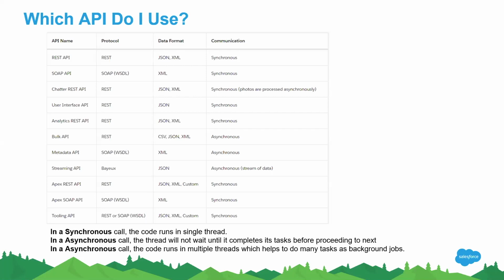And if you see, there are some things which support asynchronous communication. Asynchronous communication is something that, if you see the definition at the bottom, the thread will not wait until it completes its task before proceeding to the next. So it runs in multiple threads. It runs in background. So for some of the bulk APIs, we use asynchronous calls. Mostly the data formats it supports for this integration are JSON, XML.